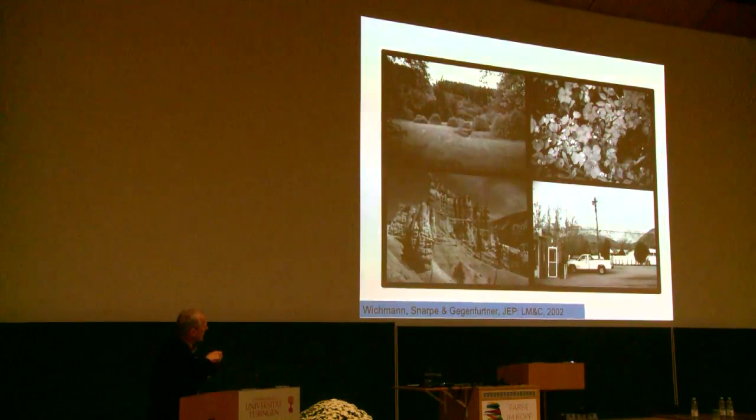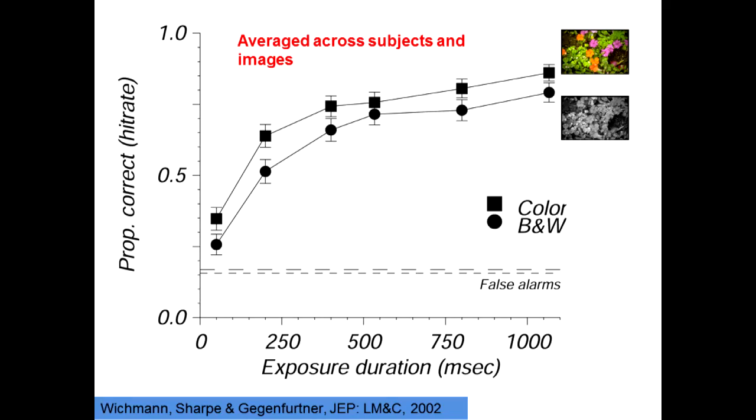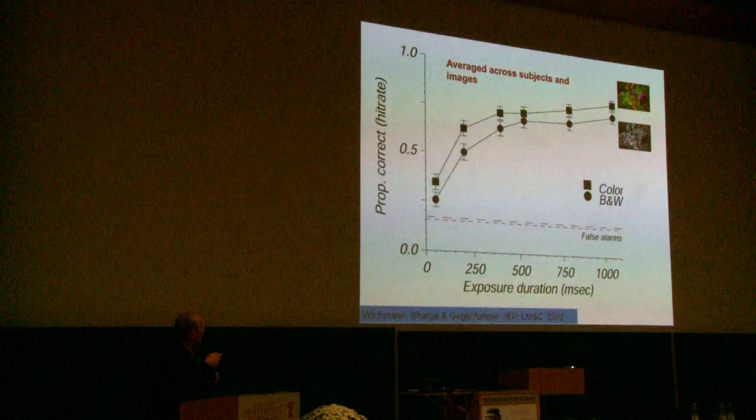Now, the results of this experiment are shown here. So the exposure duration with which the images were presented is shown here on the x-axis. It varied between 50 milliseconds, a very short flash, up to 1 second. And the proportion of correctly identified images is shown on the y-axis. And one thing you can see immediately is the longer the image gets presented, the better people are in remembering it. That's very trivial, but it's reassuring.